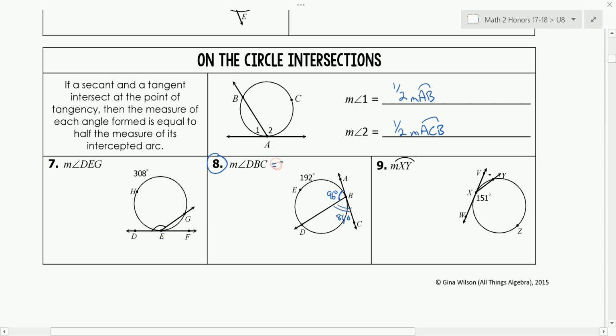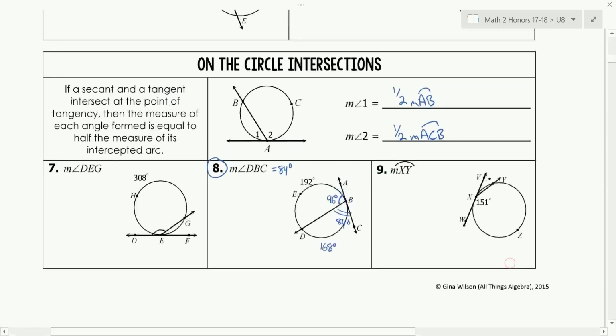And that's our answer. Did anybody do it a different way? Yeah, how'd you do it? What did you get for 360 minus 192? 168. Because the two arcs split the full circle, right? So they add up to 360. And then if you cut that 168 in half, you get your 84 as well. There's a couple ways to go about doing that problem. Any other ways? I think those are the only two.